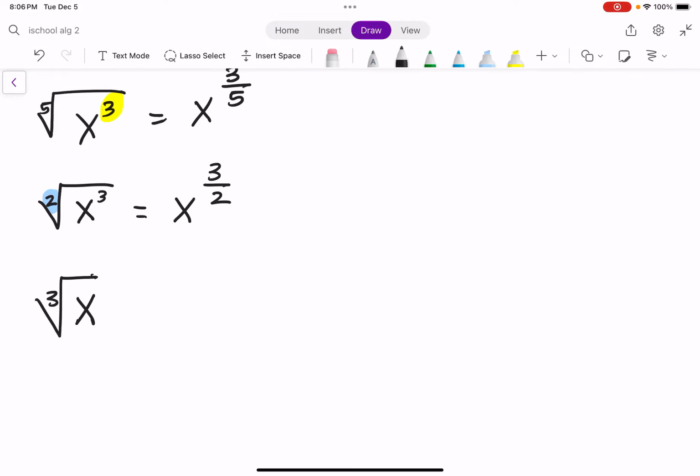And the last example I want to show you is, let's say we have the cube root of x. Now this x doesn't have an exponent, but there is an invisible exponent. The invisible exponent is 1. So it's going to be x to the power of 1 over 3.